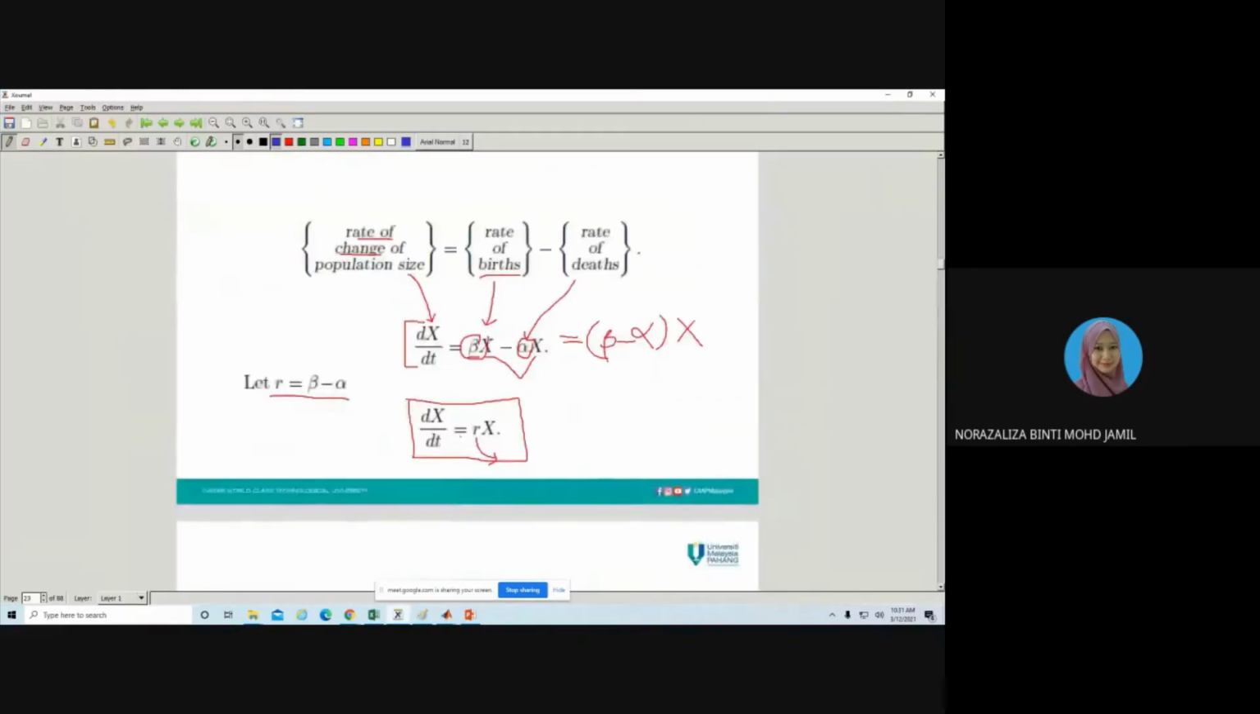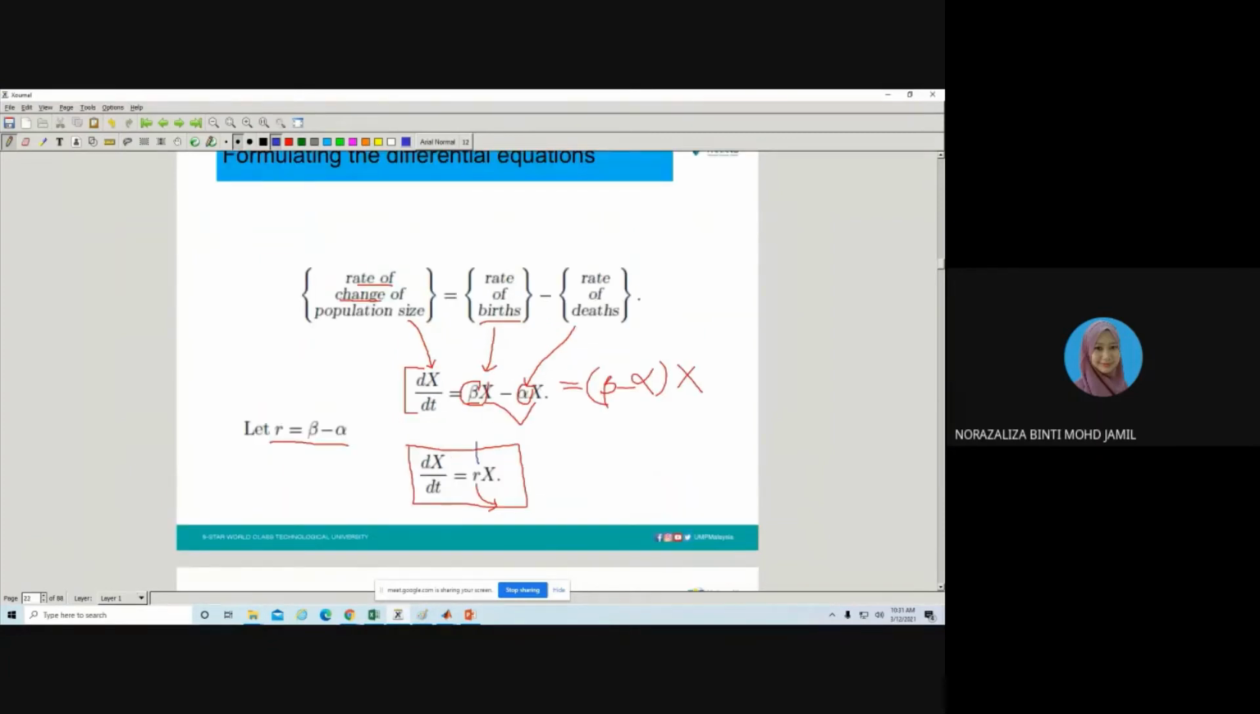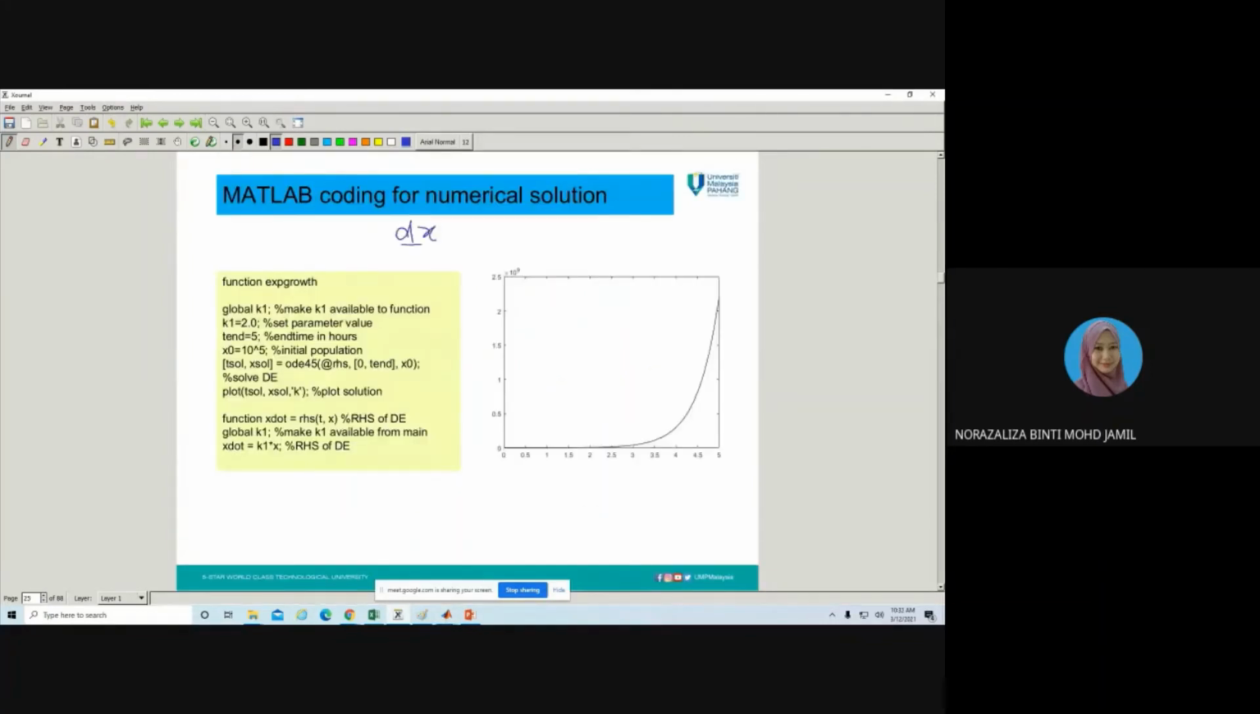K1 is, the formulation is dx/dt equal to Rx, right? So the R I just changed to K1. Okay, it depends on you. You can use any variable. You can use R as well. But in this example, we use K1. dx/dt equal to Rx is the original equation. But in the coding, you can use any variable. It's up to you. For this example, I write K1 for R actually.